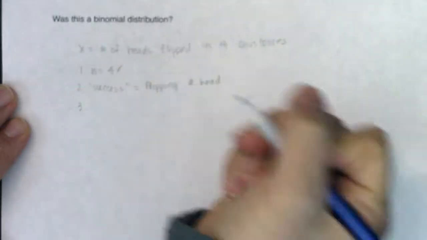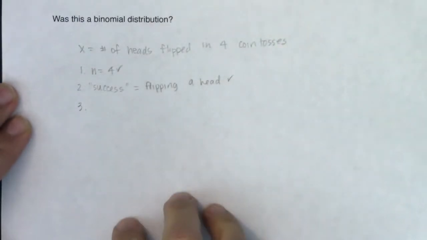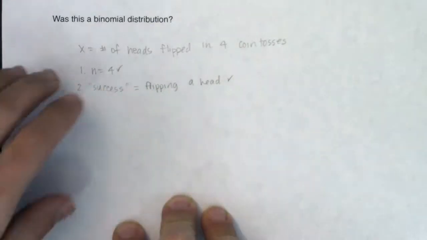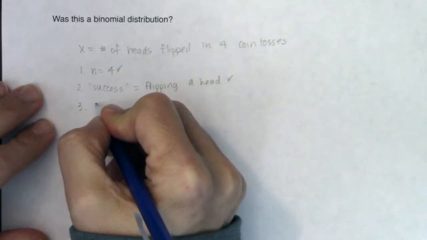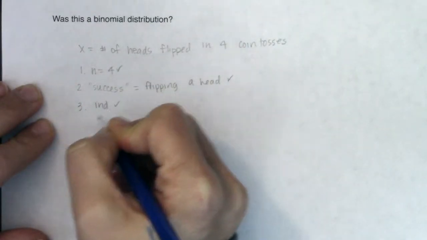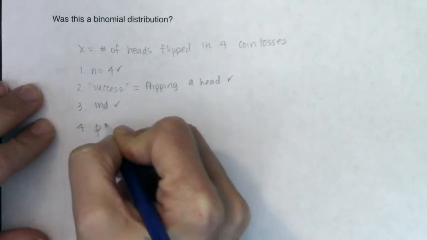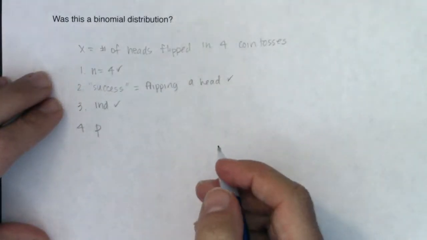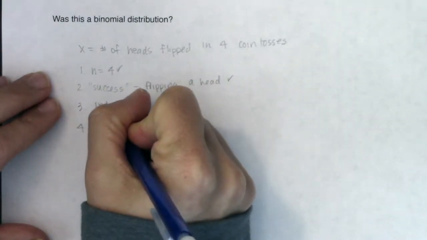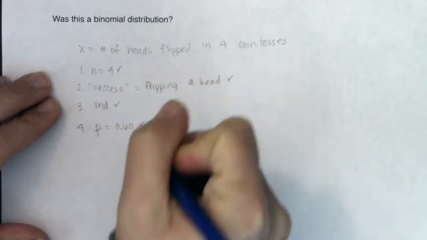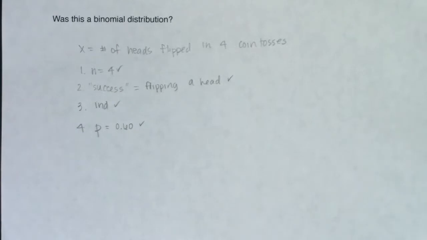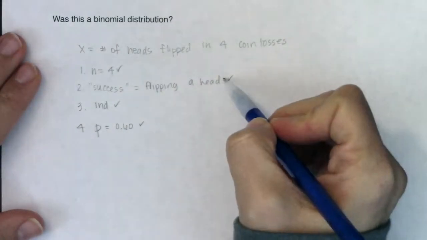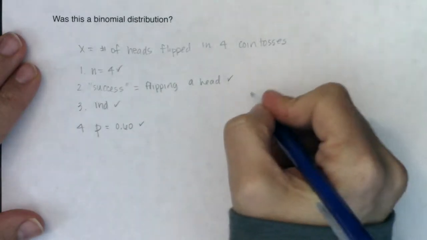Are trials independent of one another? Yeah, what you flip on one coin has no bearing on what you're going to flip on the next coin. So these trials are independent. And what was the probability of, again, in quotes, success for this problem? We had a probability of flipping a heads 60% of the time. It wasn't an even 50-50. This wasn't a fair coin. It was biased. But the important thing is that I was able to check through all four of those properties.